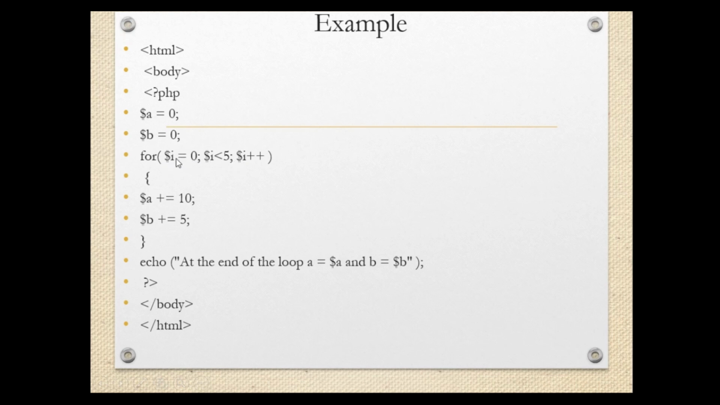First one is your initialization, that is $i equal to 0. Second one we have, that is condition, $i is less than 5, this is my condition, and third one is your increment or decrement operator. So here we have taken $i plus plus. Opening and closing of curly bracket, $a plus equal to 10, $b plus equal to 5. Echo at the end of the loop, a equal to $a and b equal to $b. Okay, so this is a simple example of for loop.